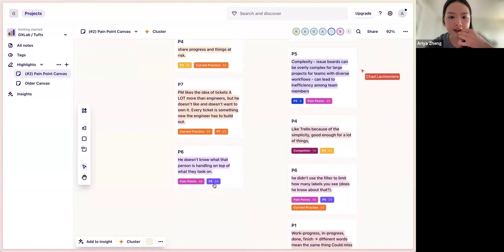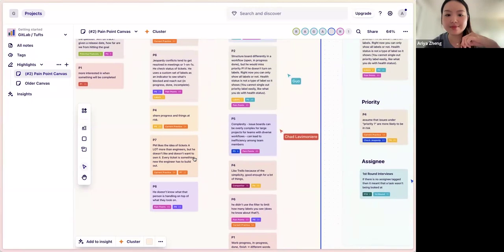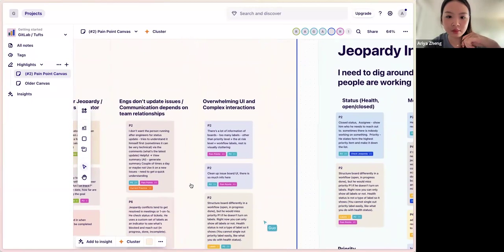And then person six mentioned that he doesn't know what the person is handling on top of what they're working on. So that could make communication a little bit harder. And person seven was just saying how he usually just Slacks the engineers or hops on a huddle to talk about it with them. And he said that PMs like to take the ideas of tickets a lot more than engineers, because engineers have to do it on GitHub and a bunch of other places, so they don't really have a reason to do it on GitLab as well.